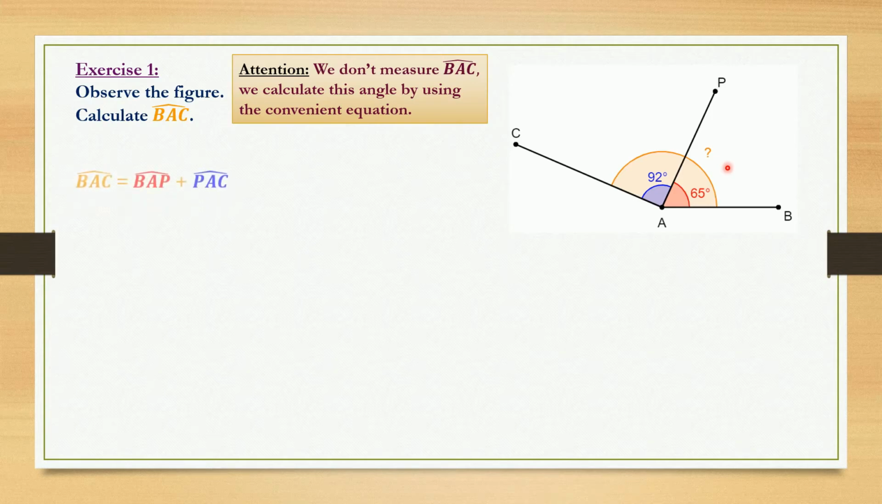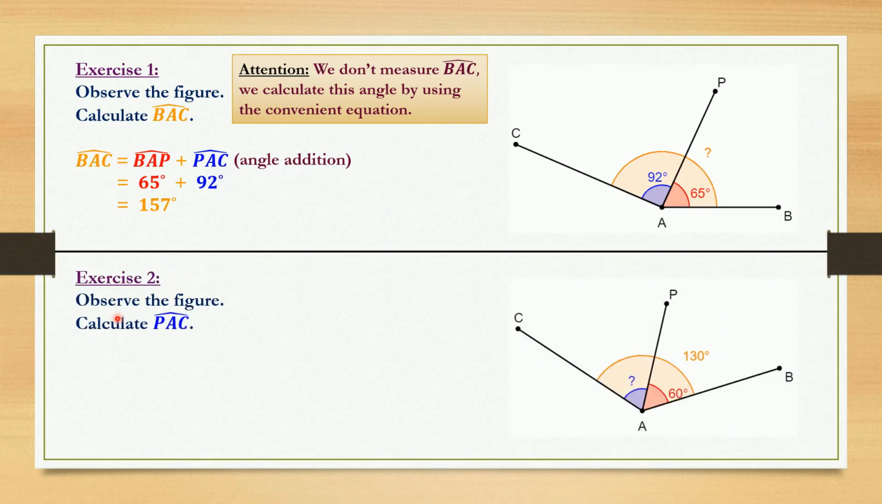So solution, BAC equals BAP plus PAC. And the reason here is we use the angle addition. After we write the name of the angles that you are going to add, we replace each angle by its measure, equals 65 degrees plus 92 degrees equals 157 degrees.